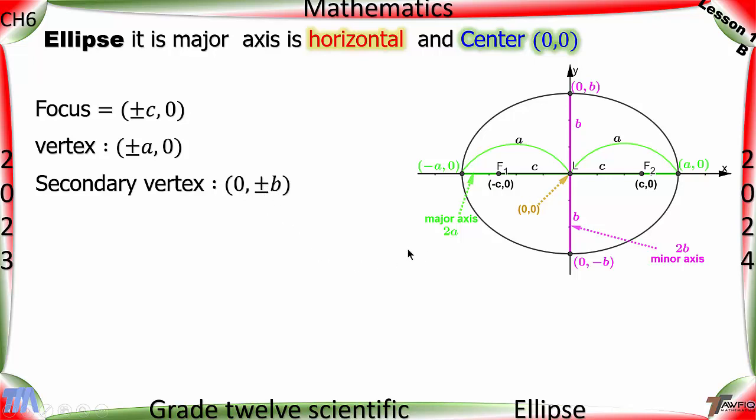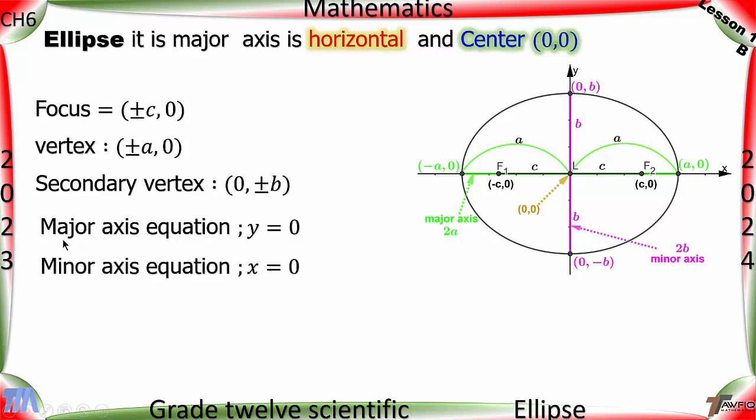And the distance between two vertices is 2a, because a plus a is 2a. That means the length of the major axis is 2a and the length of the minor axis is 2b. So the equation of the major axis is y equals 0 and the equation of the minor axis is x equals 0. And the equation of the ellipse is x squared over a squared plus y squared over b squared equals 1.